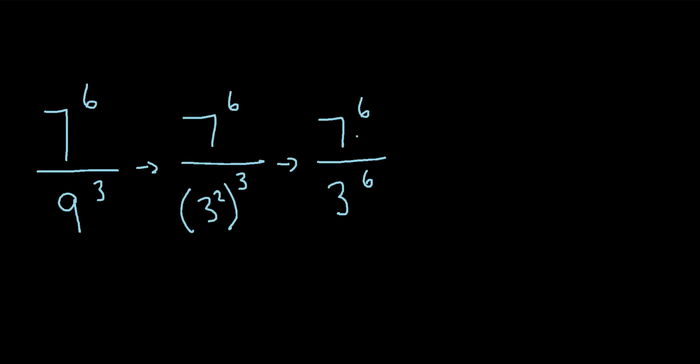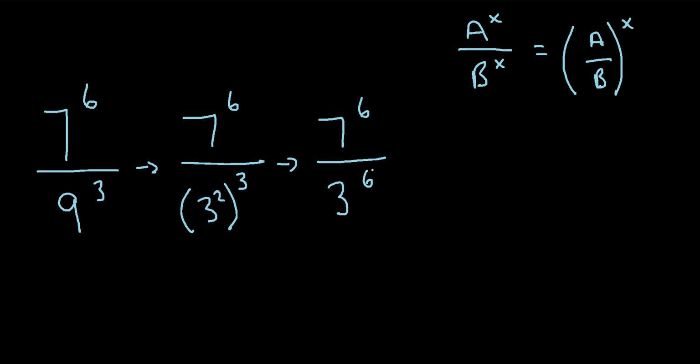Now, the rule here is when you have some number raised to a power divided by a different number raised to the same power, so for example, let's call it a to the x divided by b to the x, when these x's are the exact same, you can simplify this expression by writing it like this: a divided by b all raised to the x. So in this example, we can rewrite this as 7 divided by 3, and this whole expression raised to the power that they have in common, which is 6. So 7/3 to the power of 6.